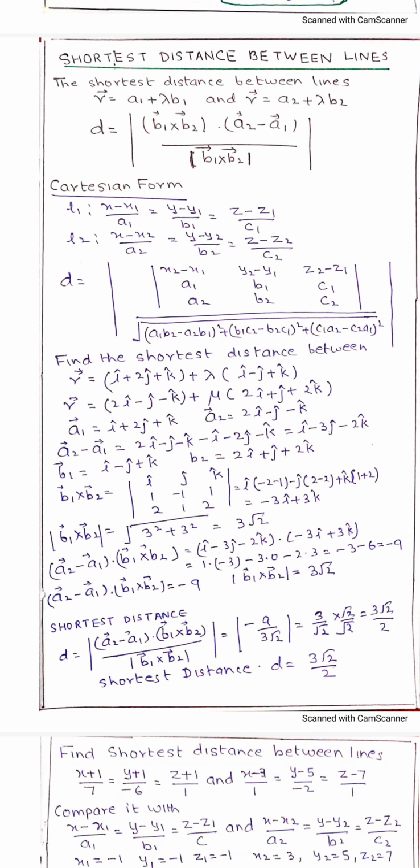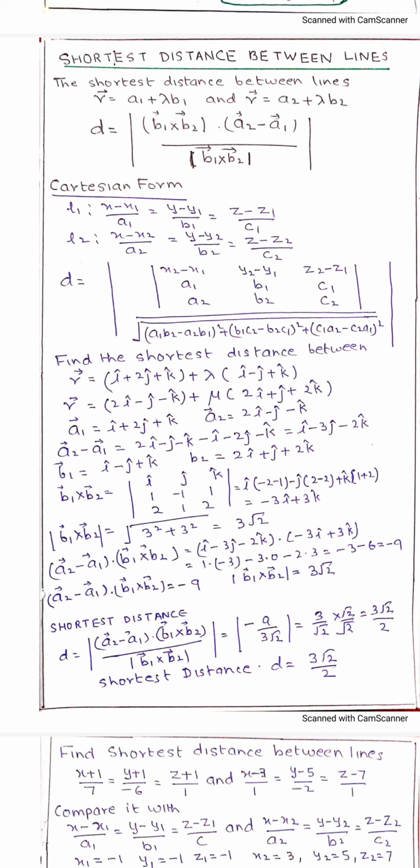Find the shortest distance between the lines i + 2j + k + lambda (i - j + k), and 2i - j - k + mu (2i + j + 2k). A1 is given, A2 is given. Find out A2 minus A1: i - 3j - 2k. B1 is given, B2 is given.